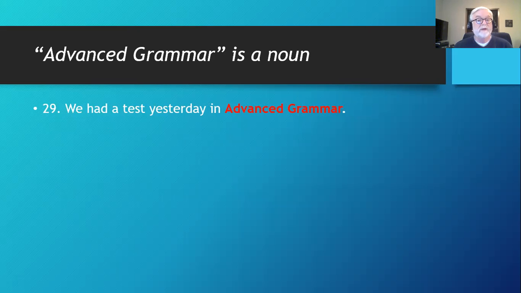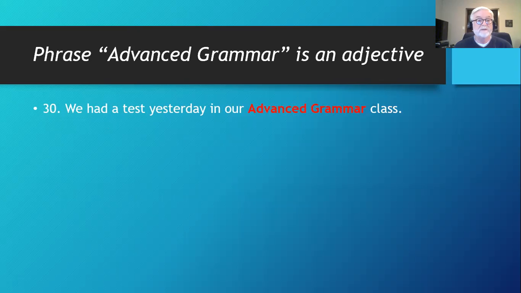We had a test yesterday in advanced grammar. In this instance, advanced grammar is functioning as a noun. It names a course, for example. And in the last instance, we had a test yesterday in our advanced grammar class. Well, it comes in front of another noun. The phrase advanced grammar is describing the class. It says which class. And in this instance, advanced grammar is functioning as an adjective.